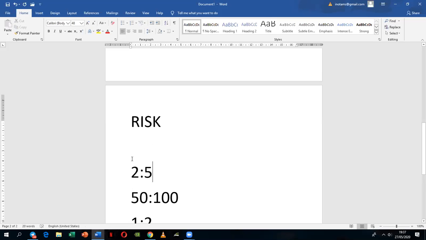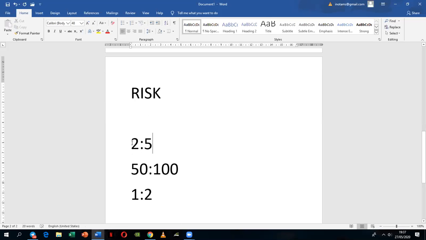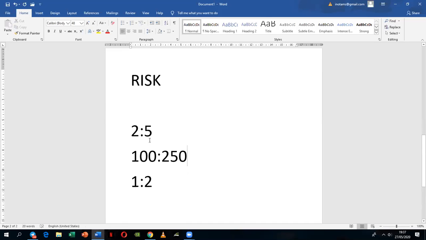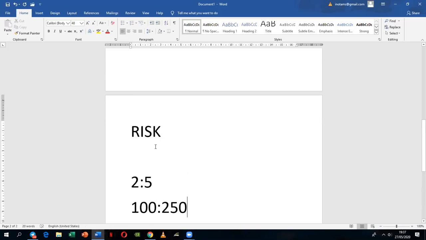It means you're going to multiply this by the number of pips you're aiming for. So in this case, 2 times 50 will be 100, and 5 times 50 will be 250. So you're risking 100 pips to make 250.